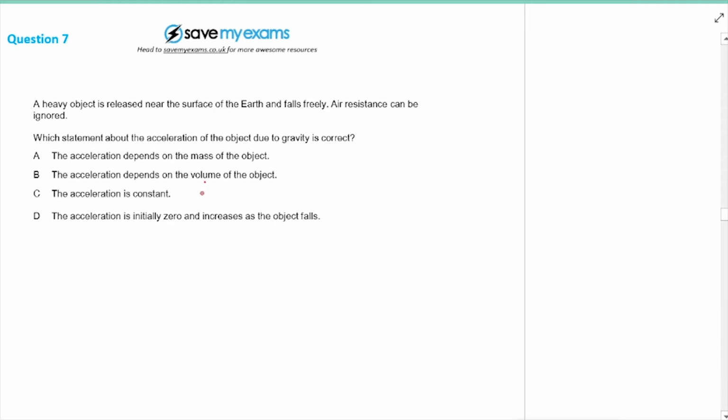The acceleration is constant. Yes, this is correct. Then maybe D, the acceleration is initially zero and increases as the object falls. No. The acceleration due to gravity is always constant. So the answer is C.